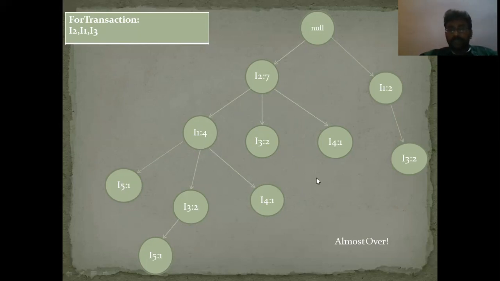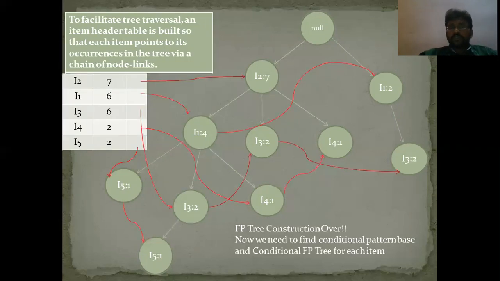After constructing the FP tree, we have to traverse the tree for those values and identify the nodes. The first one is I2, the second one is I1. Here we have to check the maximum values. How many times is I2 repeated? 7 times, so the I2 value is 7. Next one is I1. How many times is I1 repeated?